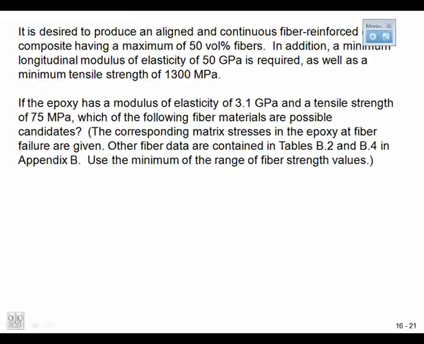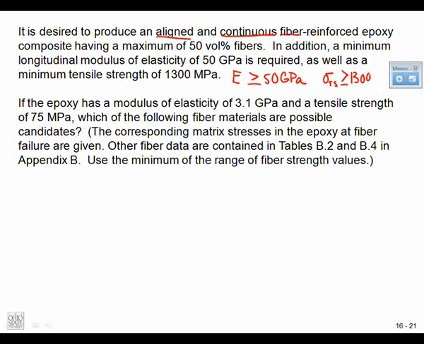This is one of the questions from the homework. We want to form an aligned and continuous fiber reinforced epoxy composite. We have a maximum of 50% volume of the fibers. And there are certain things we need to make sure happen for our composite. The E has to be greater than or equal to 50 gigapascals, and the tensile strength has to be greater than or equal to 1,300 megapascals.